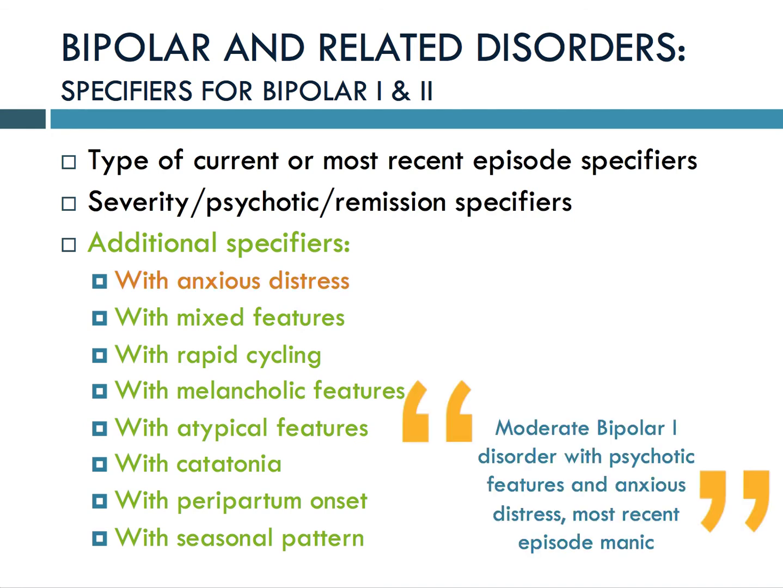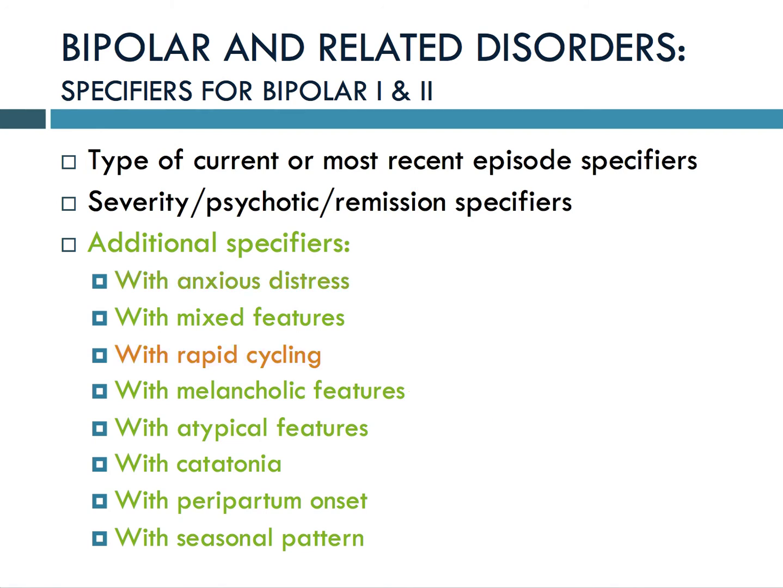So, for example, if someone is also experiencing some anxious symptoms, but not enough for the person to be diagnosed with a co-occurring anxiety disorder, then I might say the person has moderate bipolar 1 disorder with psychotic features and anxious distress, most recent episode manic. Alternately, if the client I was working with seemed to cycle or change between mood states very quickly, I could specify that the client experiences rapid cycling.